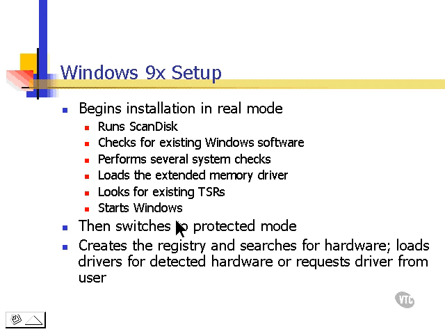When we start up Windows, we switch to protected mode. At this point, it'll create the registry, and it'll search for all the hardware. And it'll load all the device drivers for all the detected hardware, and if there's any hardware that it detects and it does not find a device driver, then it will come back and ask you, the user, for those drivers. So one of the choices that we need to make before we start the installation is, are we going to upgrade our current operating system or are we going to do a clean install?